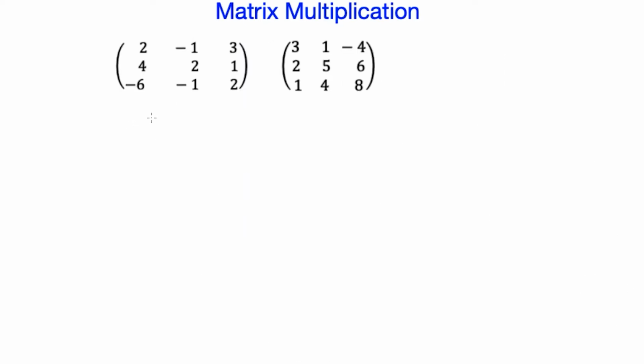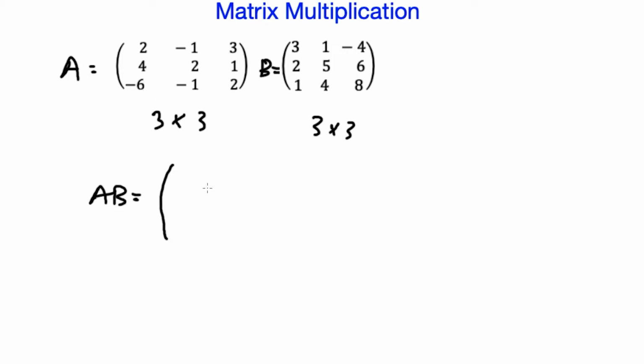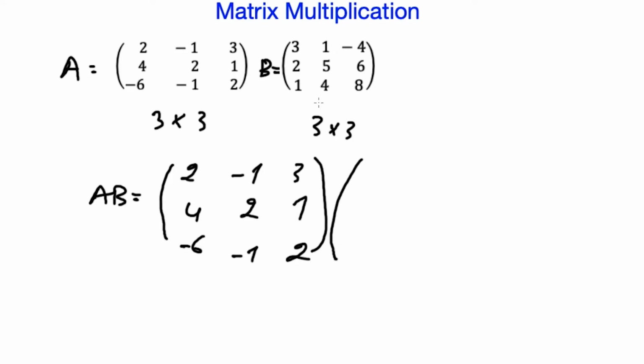Now let's see another example. Here we have a 3 by 3 matrix and also a 3 by 3 matrix, so these two matrices are square. We call this one A and this one B. The multiplication AB will be this matrix, 2, minus 1, 3, 4, 2, 1, minus 6, minus 1, 2, times this matrix 3, 1, minus 4, 2, 5, 6, 1, 4, 8.